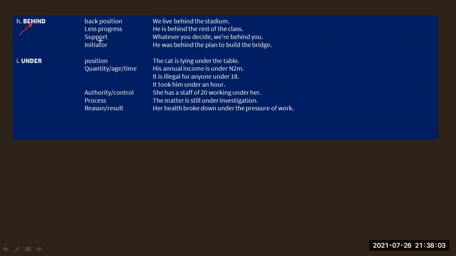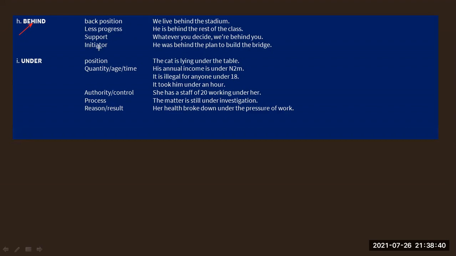Now, to indicate support, we can say whatever you decide, we are behind you. Now, we talked about the preposition for, F-O-R, and how it is used to indicate support. All right? If you are for someone or for something, you are in support of them. Then another way of indicating support is to use behind. We are behind you, all right?